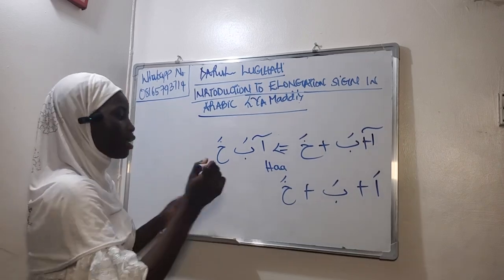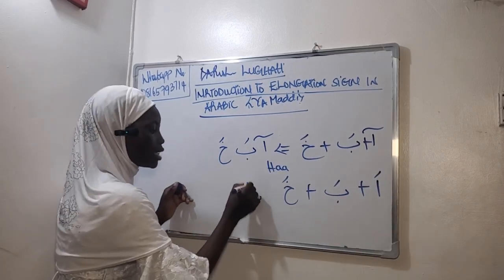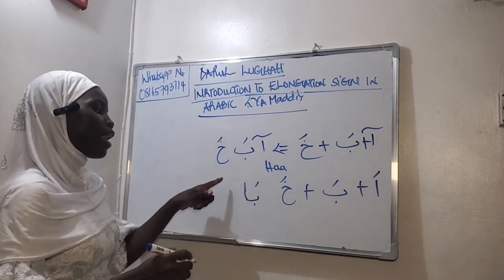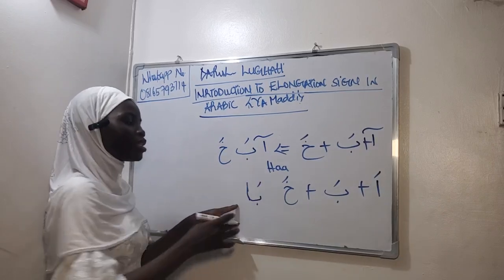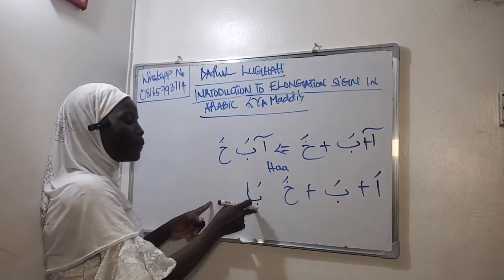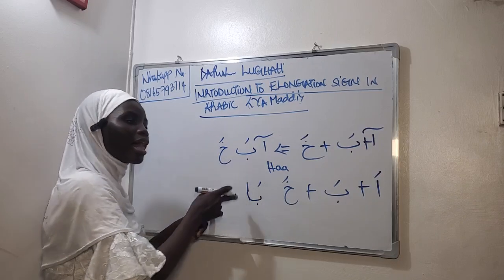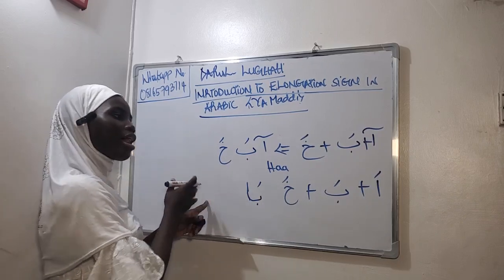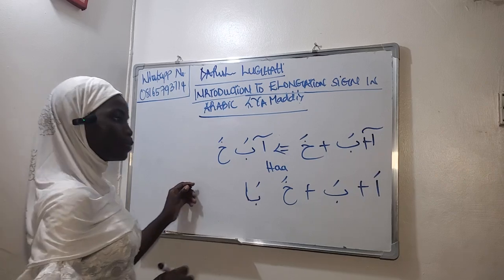Ba Fatia. Can you see? Ba Fatia Alif Maddi. I pronounce the letter, then the haroka, which is the vowel, that is Fatia, and the elongation sign, that is Alif Maddi. Ba Fatia Alif Maddi, Ba. Ta Fatia Alif Maddi, Ta. Now let's do one more example.